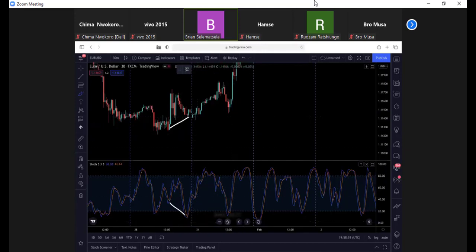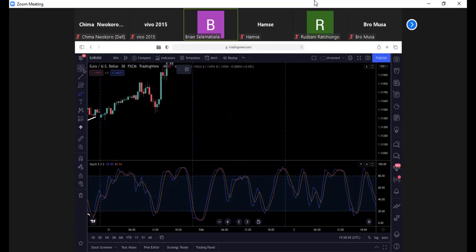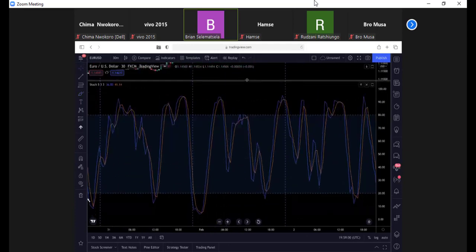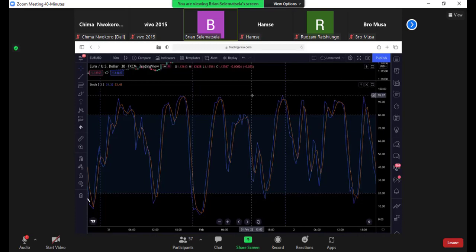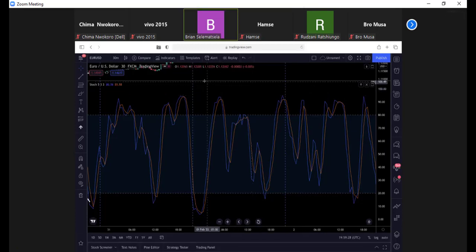So immediately, when you guys see the stochastic, it ranges from 0 to 100, and from 0 to 20 it means that the market is oversold. And from 80 to 100 is when the market is overbought. So we always look for divergences where the market gives us a divergence touching the overbought or oversold.